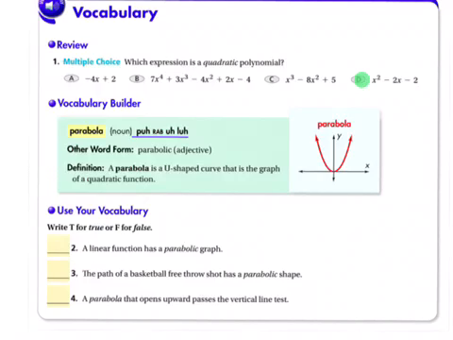A linear function has a parabolic graph. That is false. Linear means line. So a linear function has a straight line: y equals mx plus b. The path of a basketball free throw shot has a parabolic shape. That is true. A parabola that opens upward passes the vertical line test. Yes, it does. So it is a function.